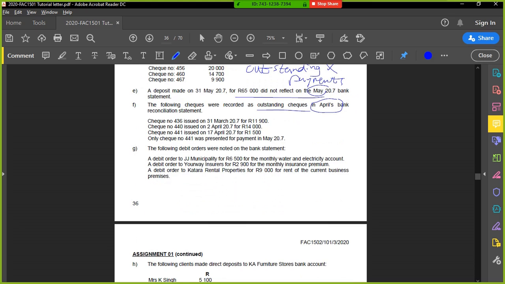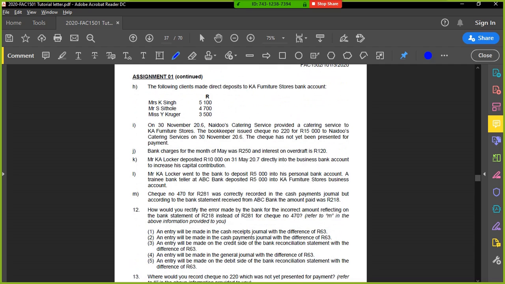The following debit orders were noted on the bank statement. It's on the bank statement. So whose books are correct? If it's on the bank statement, then the bank's books. Correct. The bank is correct. So must the bank change anything? No. If it's a debit order, it's on the bank statement. The bank is correct. Do we have it? No, we don't. So we adjust. So some of these you adjust, some of them you reconcile. Does that make sense? Yes. Okay, good. Wow, this is a long question, hey?